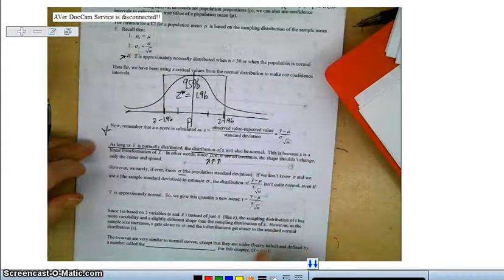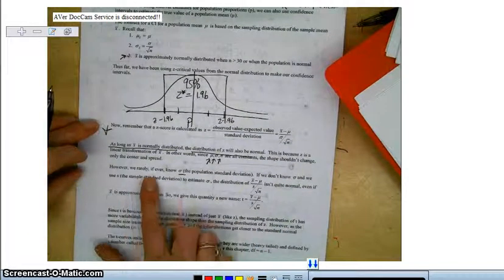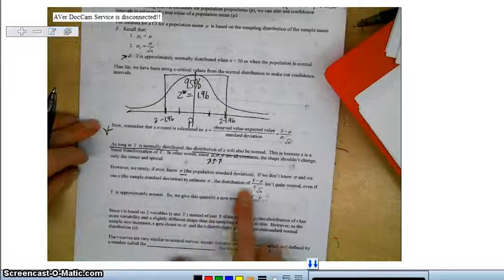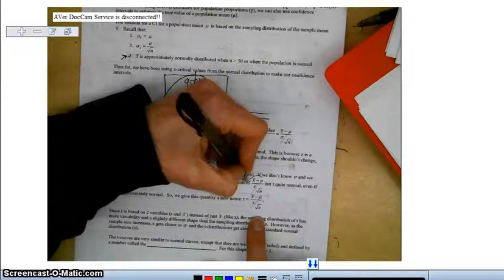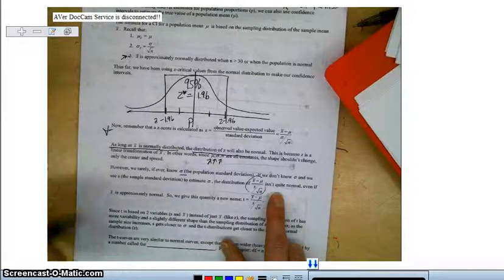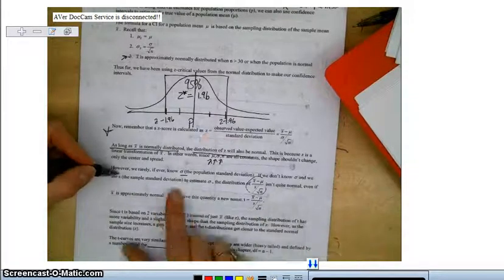All right. So, however, we rarely, if ever, know sigma, the population standard deviation. If we don't know sigma and we use S, the sample standard deviation, to estimate sigma, this distribution is not quite normal. So this is from experience by statisticians. Okay, they collected samples, and well, why can't we just use the sample standard deviation?